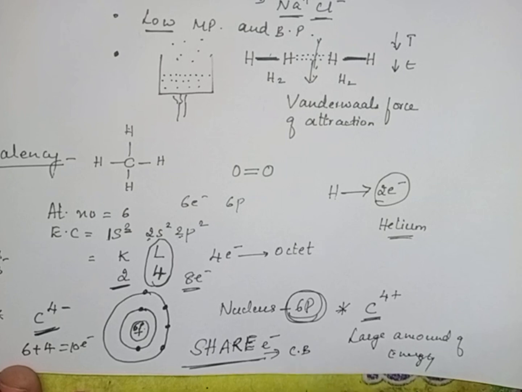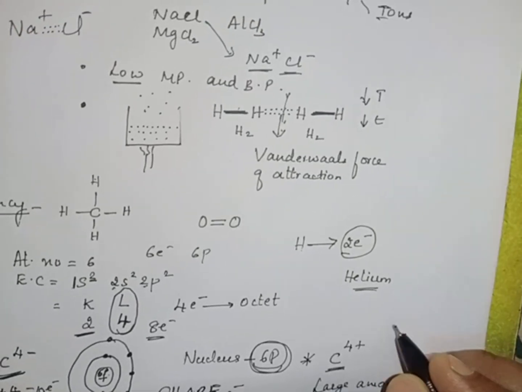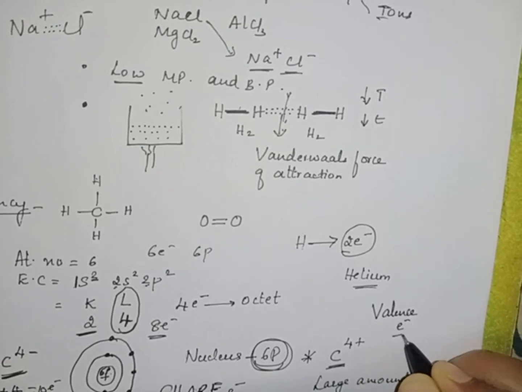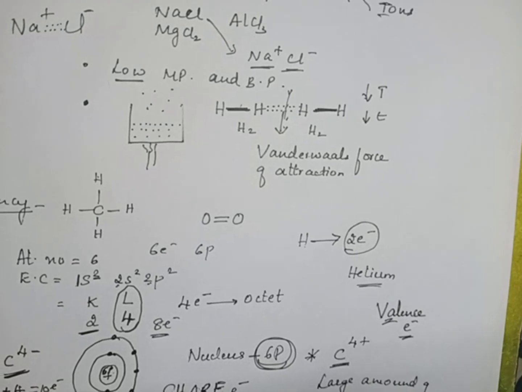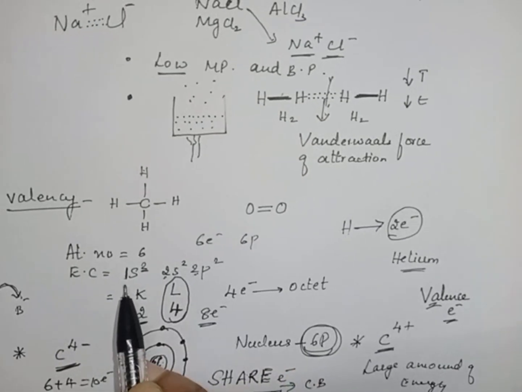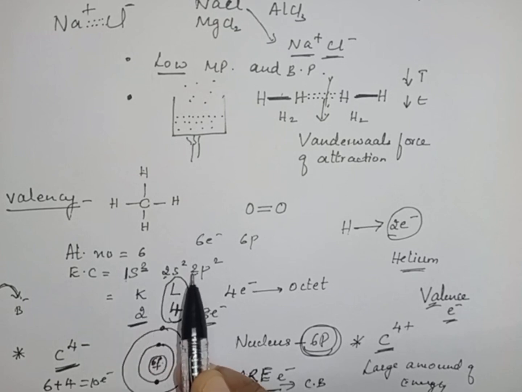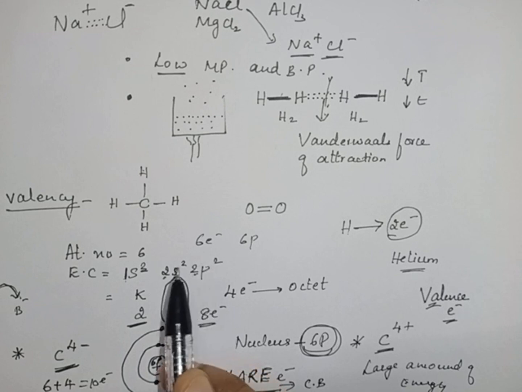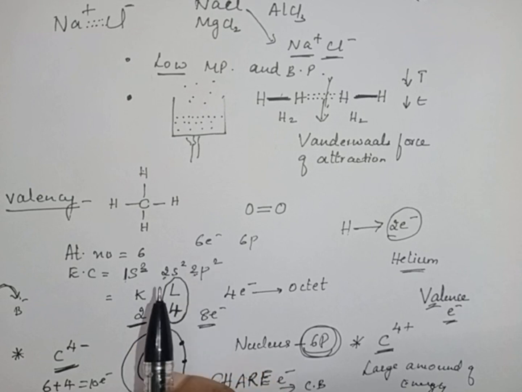Covalent bond. Correct? And always remember, only valence electrons will participate in the bonding. Only this 2 plus 2, 4 electrons. Children, try to understand, this is the shell number. 1, 2, this is the shell number. Second shell, how many electrons? 4 electrons. So this will participate in the bonding.